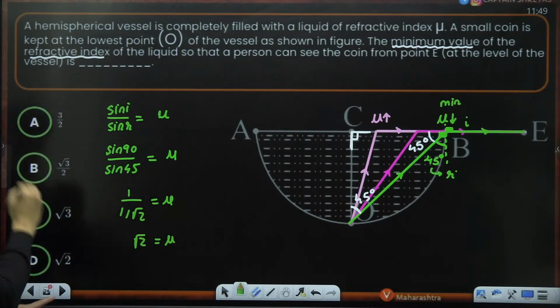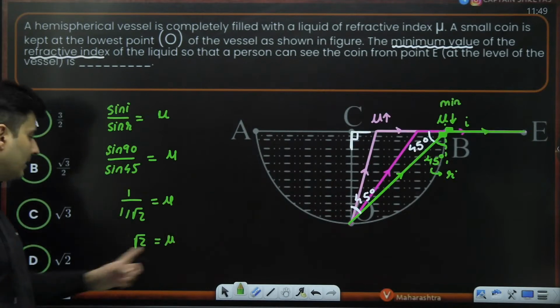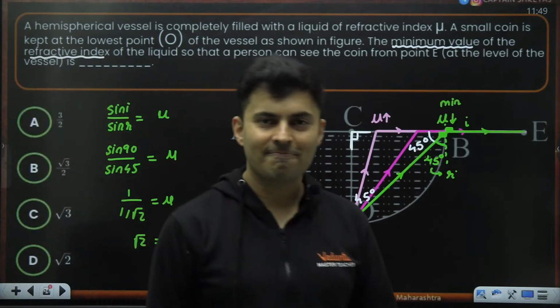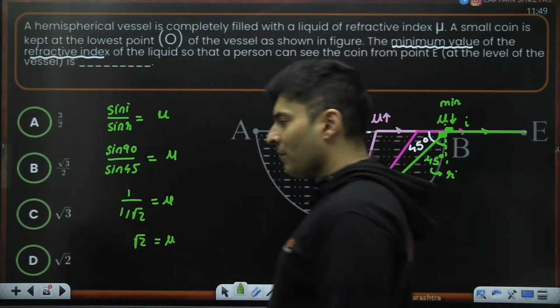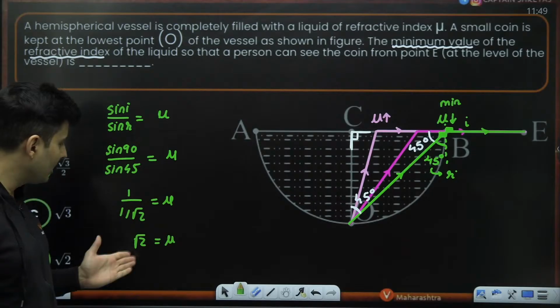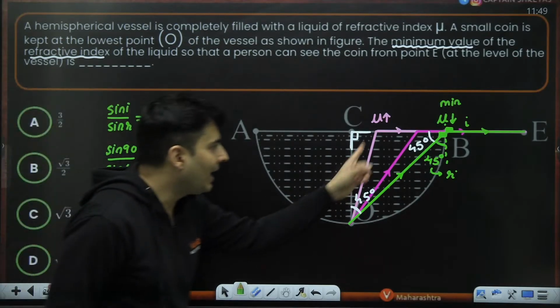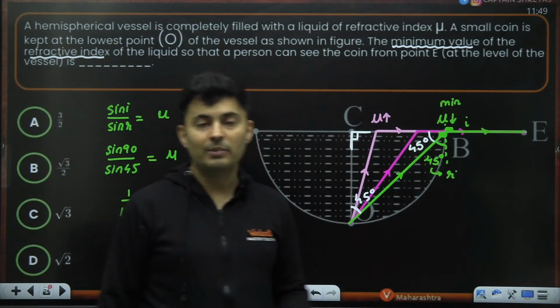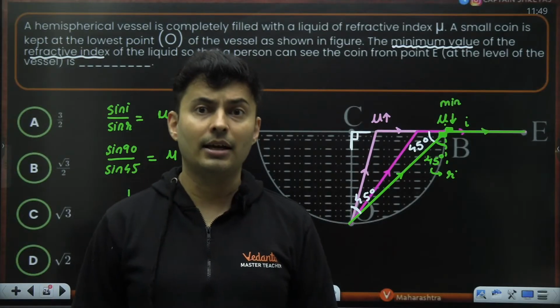So root 2 is the D option for IIT Delhi. Brilliant question, isn't it? Loved it? It's actually not difficult. If you see the solution, it is such a simple solution. But analyzing which will give you the minimum refractive index is the crazy part.